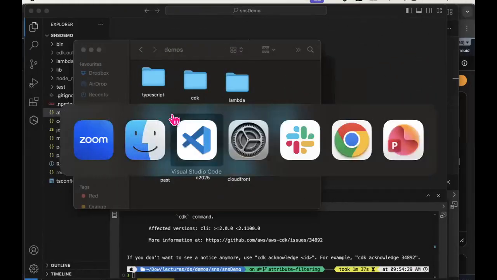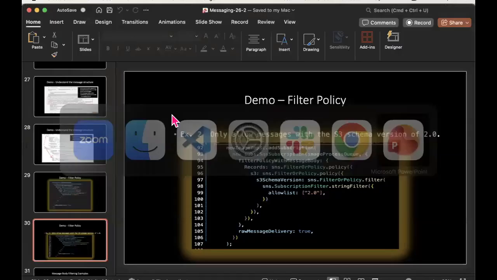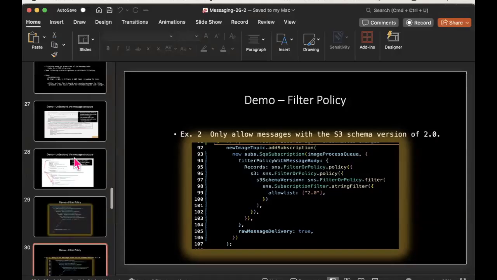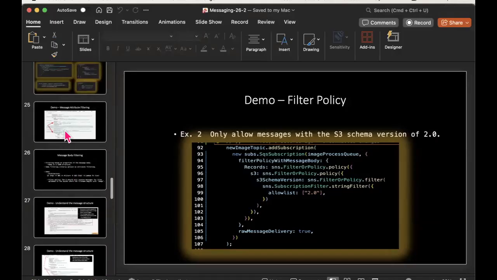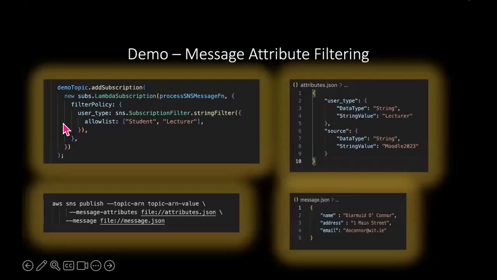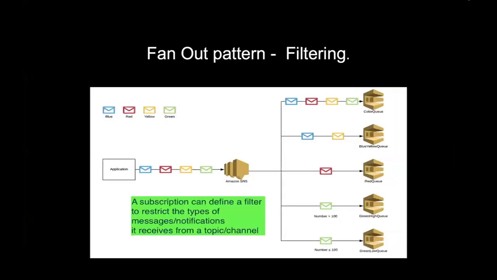Right, so we are looking at the SNS service, and where we finished off the last day was I started talking about filtering of the messages between the SNS service and your subscribers, so that the subscribers only receive messages that they're interested in or that are relevant to them.